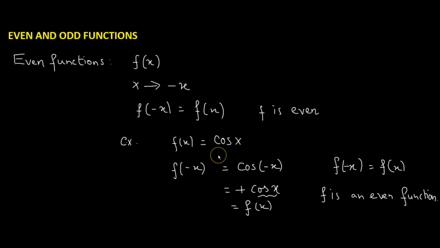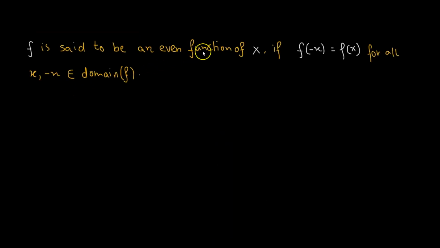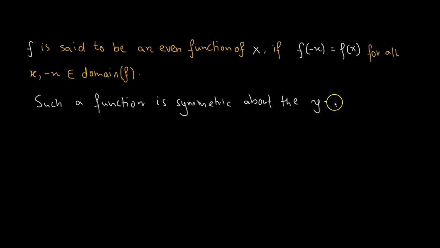Now let me give you the formal definition for an even function. So f is said to be an even function of x if f of negative x equals f of x for all values of x and negative x belonging to the domain of the function f. Such a function, an even function, is symmetric about the y-axis. This is one of the fastest ways to check graphically if a given function is even or not.